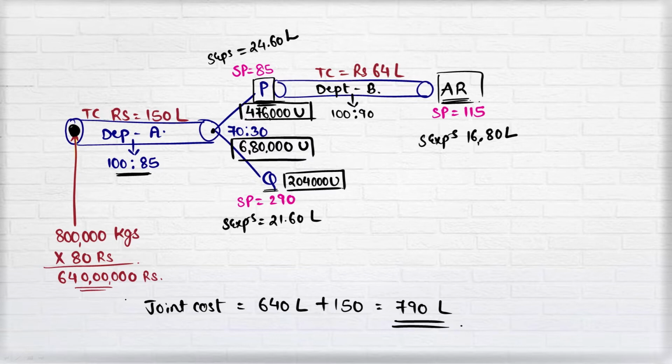And if further manufactured, P will be using department B to further manufacture. What is input output ratio in department B? 100:90. So 90%. What does 100:90 mean? If you input 100 units, the output will be only 90 units. Other will be normal loss. So 4,76,000 into 90%. This will be number of units that will be manufactured of AR. What is the answer? 4,28,400.